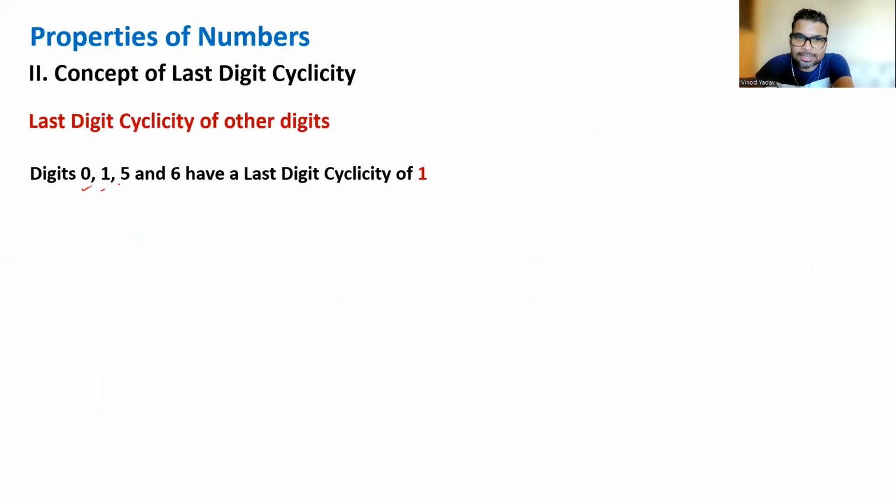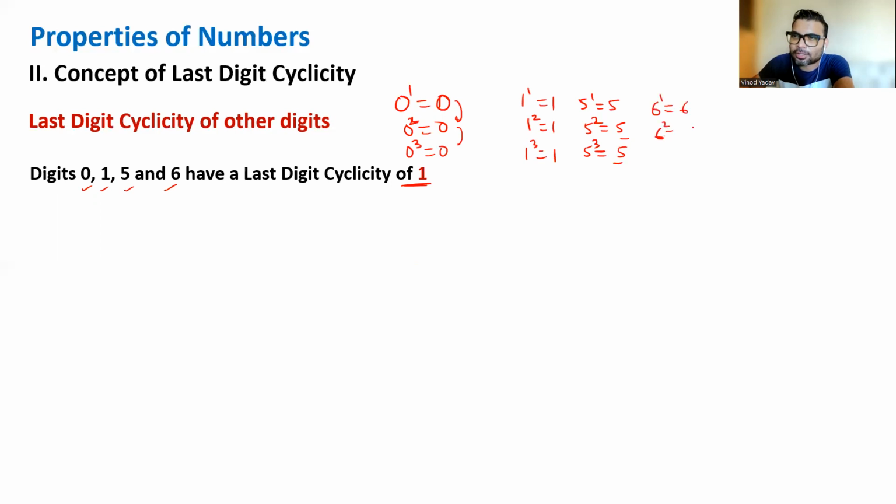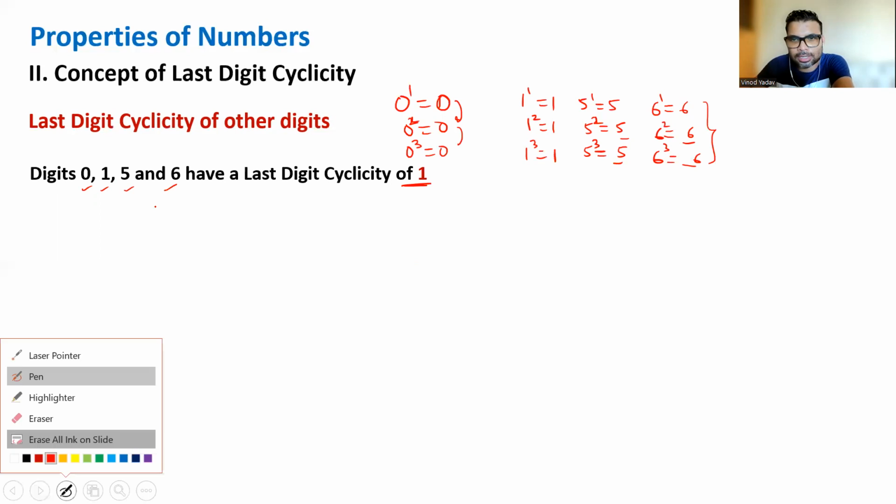Now, in other digits, 0, 1, 5, 6 are the easiest ones. They have a cycle of 1 because 0 raised to anything, end mein 0 hi aata hai, right? So it repeats after every power. So very easy. 1 raised to 1 is 1, 1 square is 1, 1 cube is 1, and so on. Same with 5, 5 raised to 1 is 5, 5 raised to 2 is 25. So units place 5, 5 cube 125, units place 5. 6 to the power 1 is 6, 6 square 36, so 6, 6 cube 216, so every time it is the same 6. So 0, 1, 5, 6, easiest of the lot, their cycle is 1.